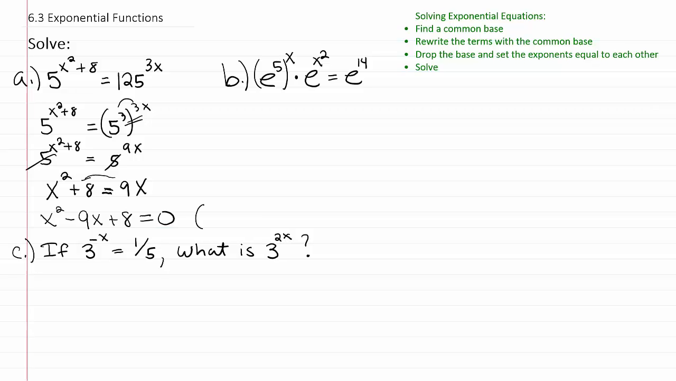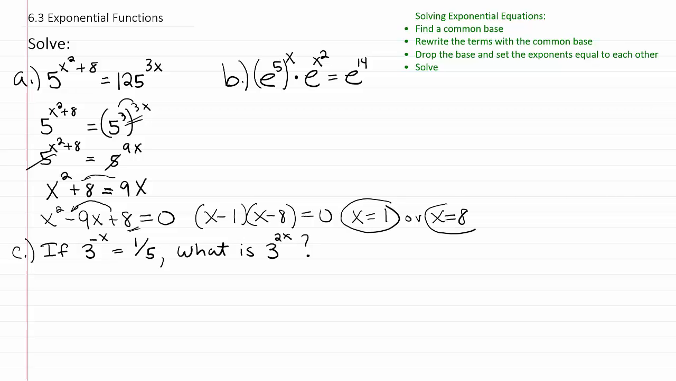So I think we can break that up into two parentheses. So it'll be x and x. Because it's positive here, it'll be two of that sign, so two negatives. And then factors of 8 that add to 9, I think those are 1 and 8, right? All right, from there, we can solve these separately to say that what? x is equal to 1 or x is equal to 8. So two solutions. Two numbers that will make that true.